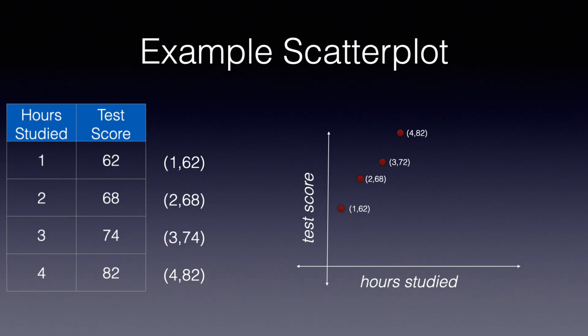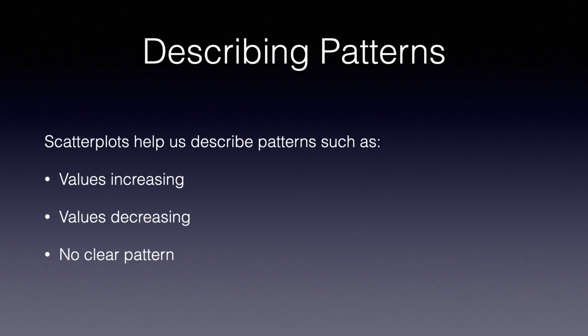One of the things that we need to know how to do is to describe patterns in a scatter plot. The real benefit of a scatter plot is that scatter plots help display bivariate data and look for patterns or relationships. They can help us describe patterns such as values increasing, values decreasing, times when there's not really a clear pattern at all. And we're going to study a lot of these patterns more in the next lesson. For right now, we're just going to focus on constructing scatter plots and then describing what we see in those scatter plots.